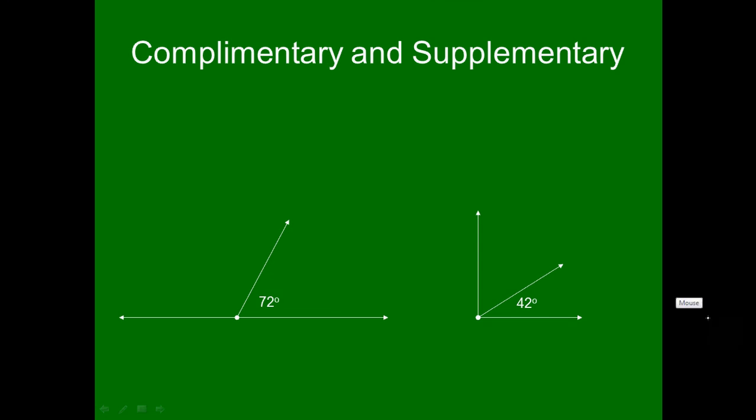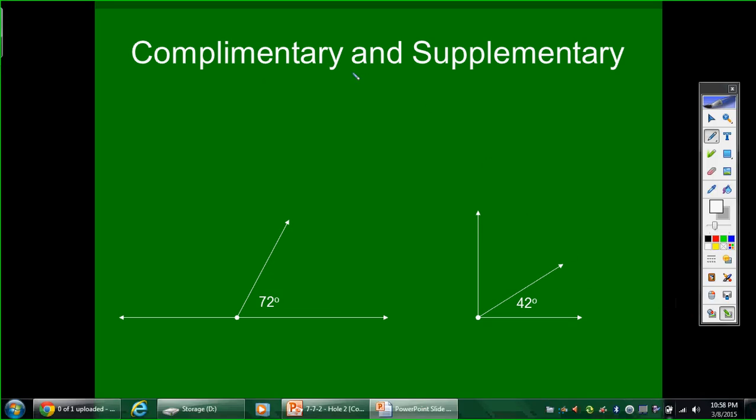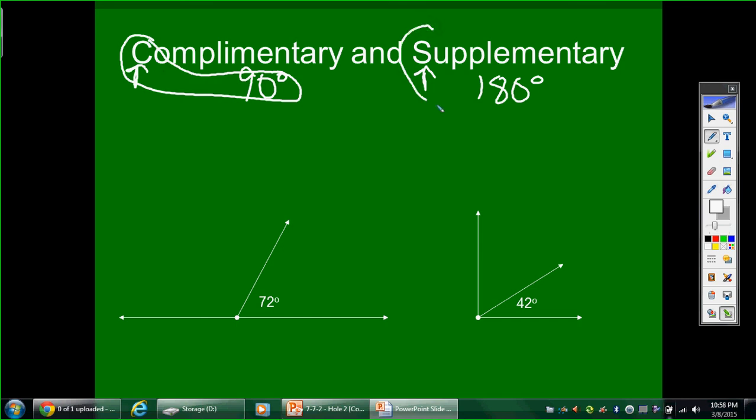Complementary and supplementary angles. This is talking about two angles that are adjacent to each other, which means they share a side, that add up to either 90 degrees for complementary or 180 degrees for supplementary. And the way I can remember which is which is C comes first in the alphabet compared to S. So 90 in the C come before 180 or the S.